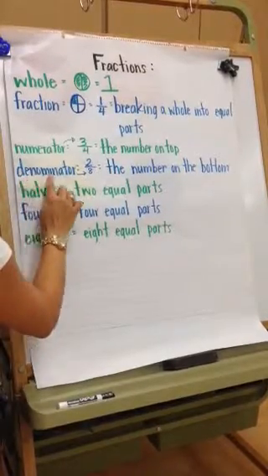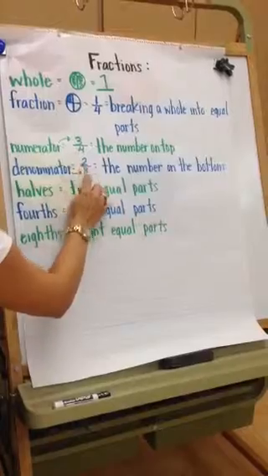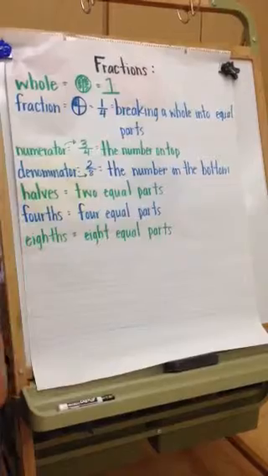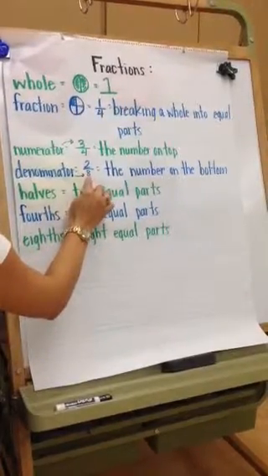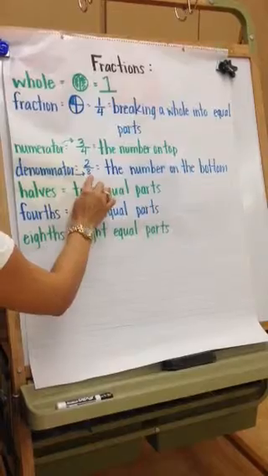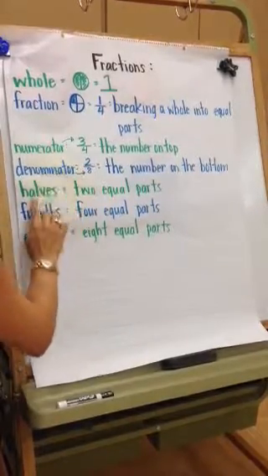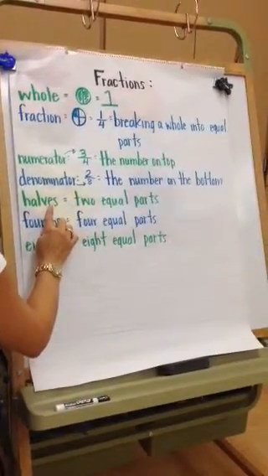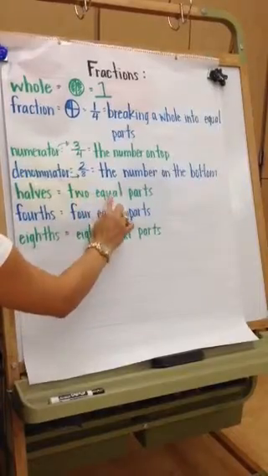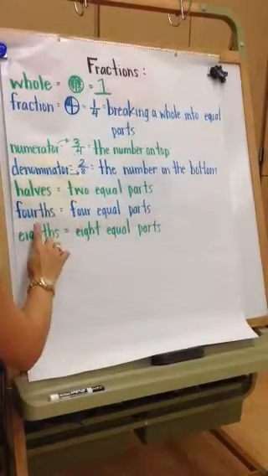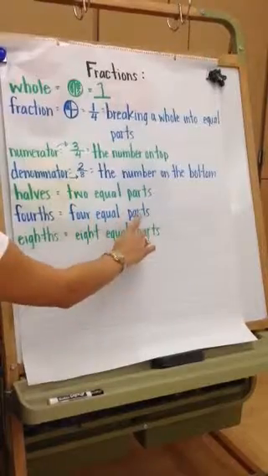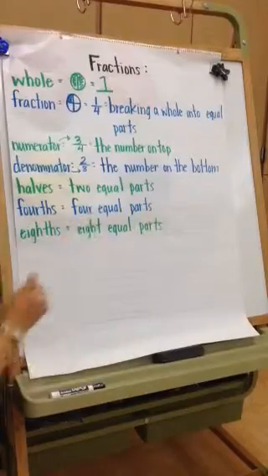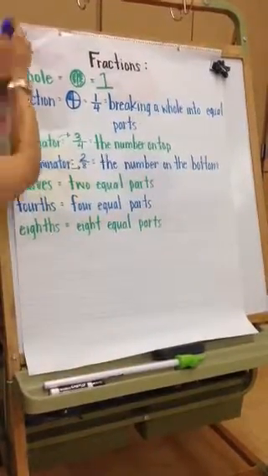Another word is denominator. This is the number on the bottom of the fraction, and this number is always the total number of parts. So as you can see, in this fraction, there would be 8 total parts. Some fraction names that you will need to know are halves, and that's when you break a whole object into two equal parts. Fourths is when you break it into 4 equal parts, and eighths is when you break it into 8 equal parts. Now I wanted to show you some examples.